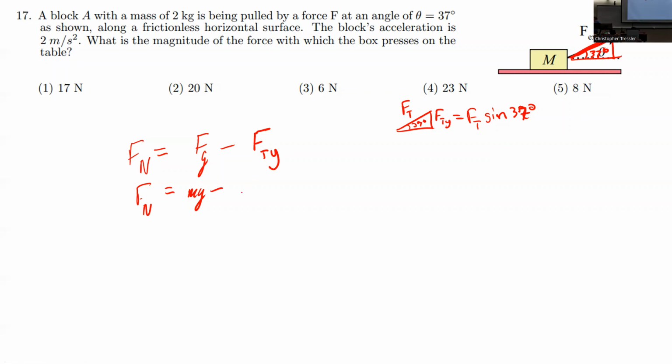So we have mg minus Ft. Now, what is Ft? The force of tension. And we know that this is going to be m times whatever acceleration it is. And notice that we have the block's acceleration right here. So m times the acceleration would be this total force. And we have sine of 37 degrees, so we're going to do ma sine of 37 degrees.